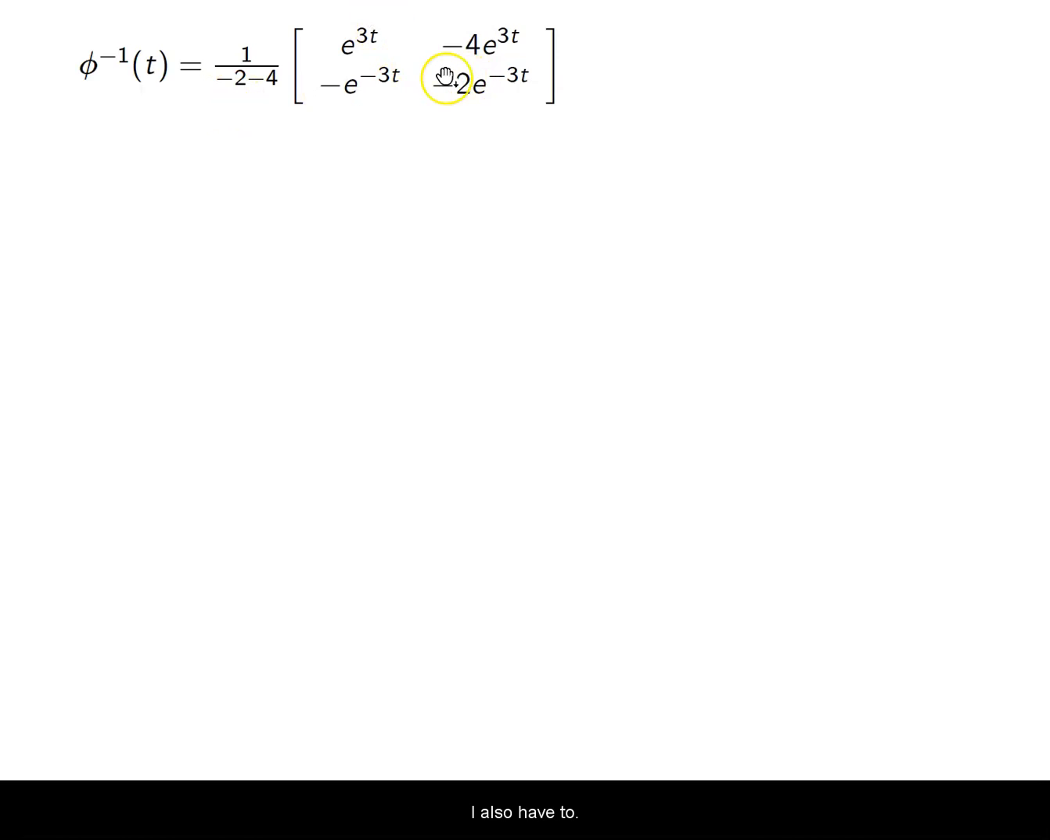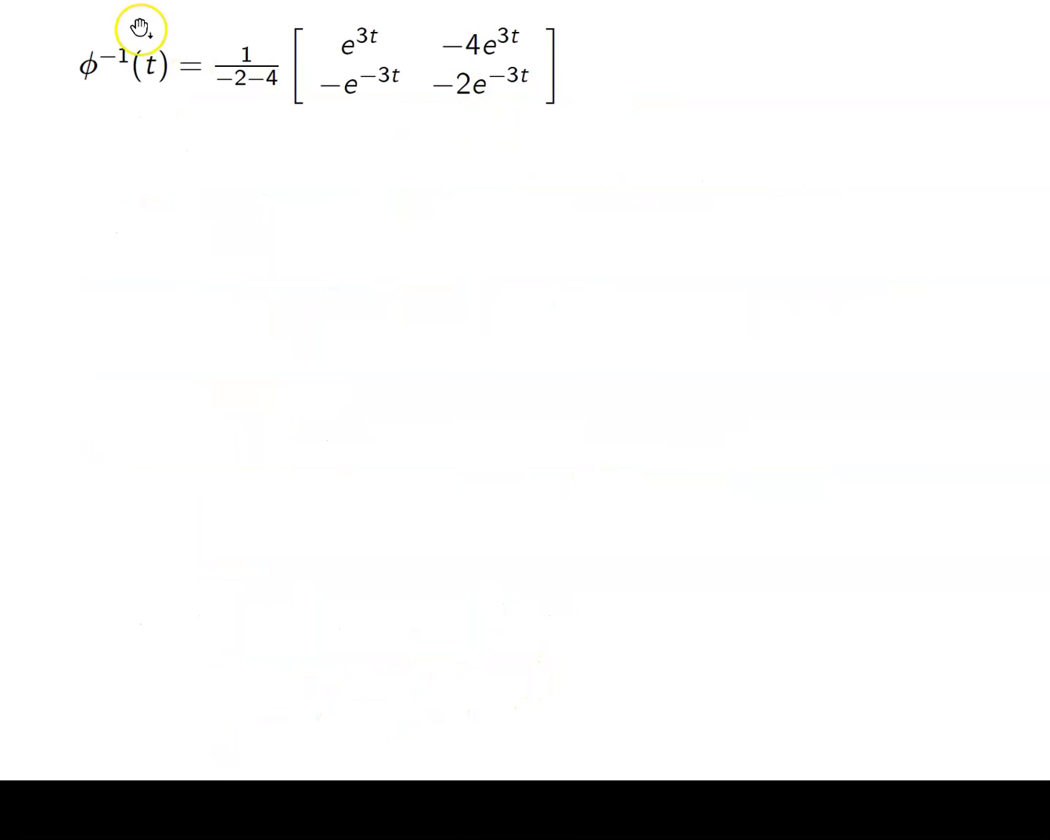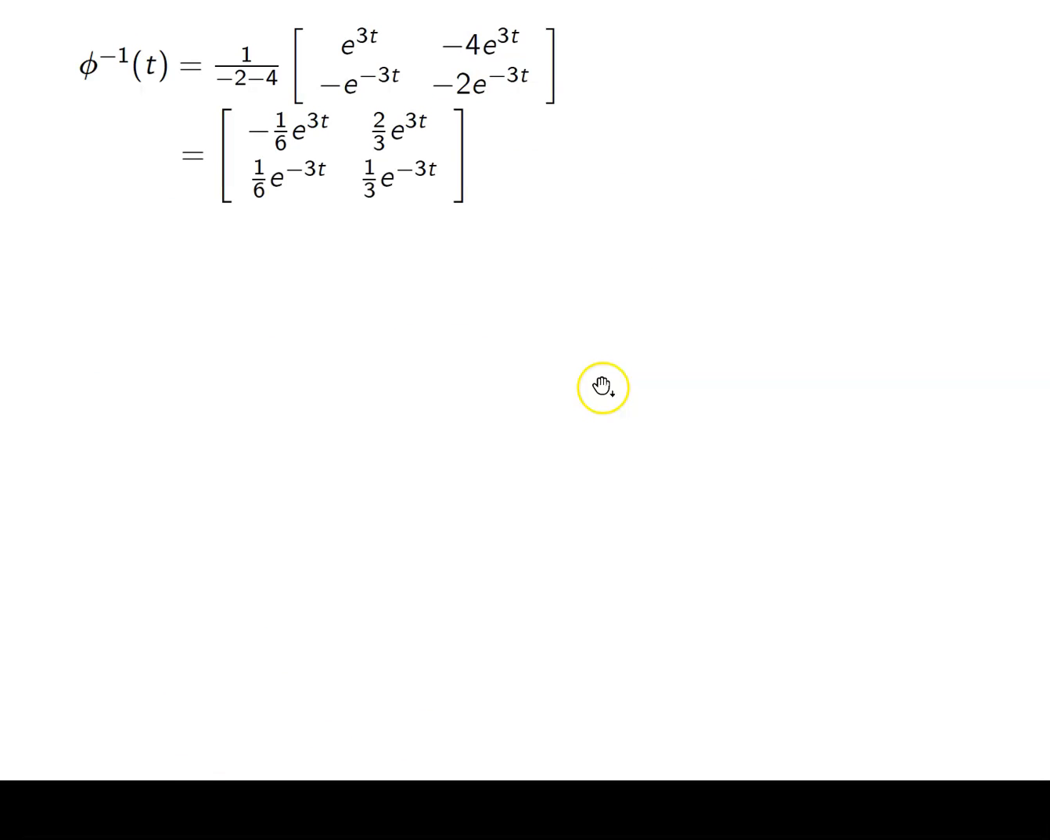I also have to switch things around. These two switch and these two change sign, and I multiply it by 1 over the determinant in order to find my inverse function for 2 by 2. So I swap these two locations, I change the sign on these two after I found the determinant, right? So it's 1 over the determinant times this matrix. And so this is my phi inverse function here.